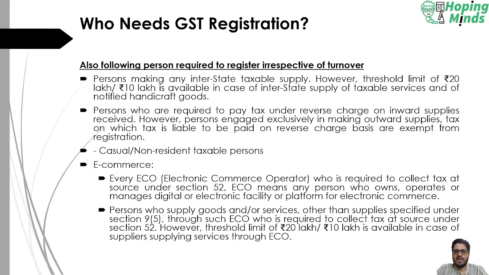Apart from turnover-based registration, there are certain people who are mandatorily required to get registered under the GST. For example, a person making interstate supplies. Any person who is executing supplies beyond the boundaries of the state is mandatorily required to get registered under the GST. However, the threshold limit of 20 lakhs or 10 lakhs, as the case may be, is available in case of interstate supply of services and for certain notified handicraft goods.